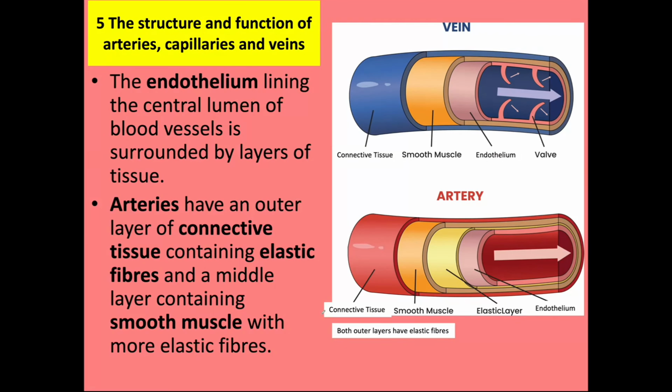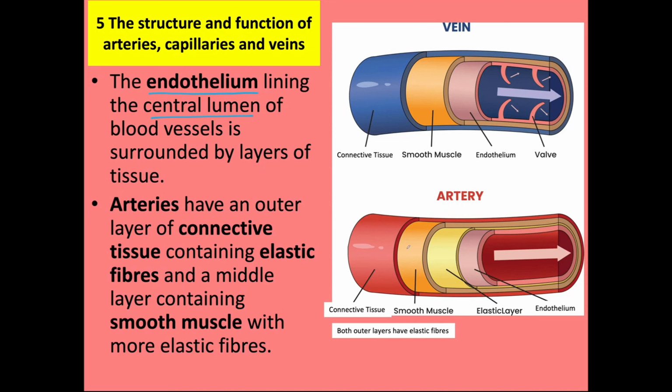Now, the two that are probably the easiest to kick off with and to compare are the arteries and veins. You'll remember this from Nat 5 because they share a lot of similarities, but they have small differences within those similarities. The first thing that both of them have, but we'll focus on the arteries for now, is an endothelium. Okay, and that endothelium lines the central lumen of the blood vessels. That endothelium is then surrounded by layers of other tissue, which we'll talk about in a moment.